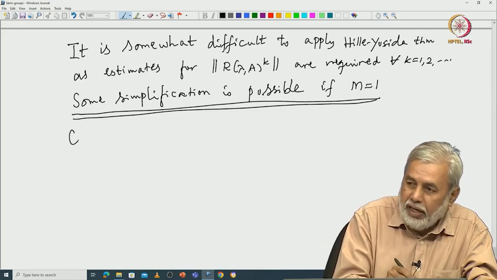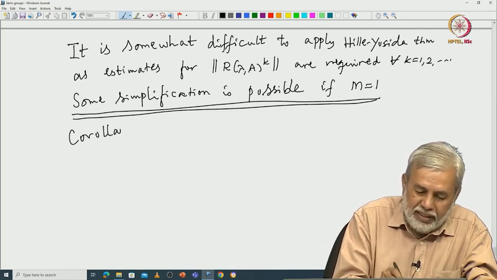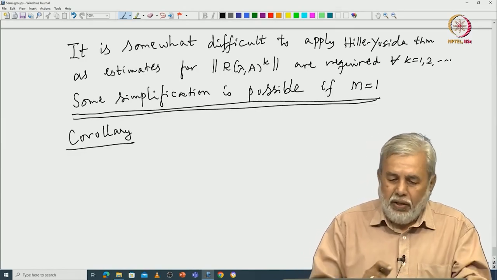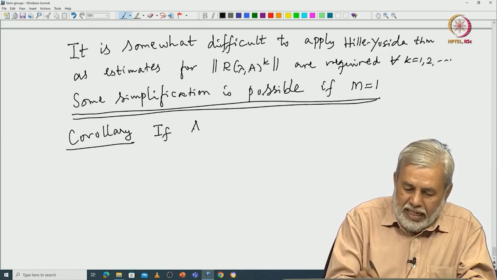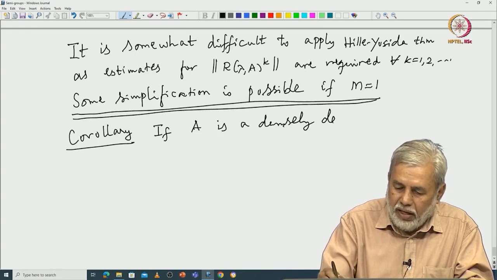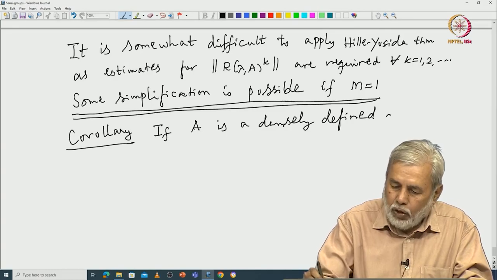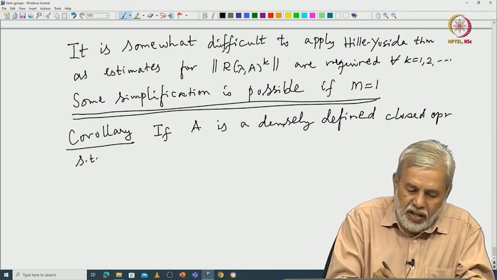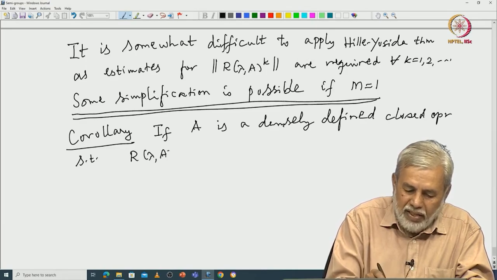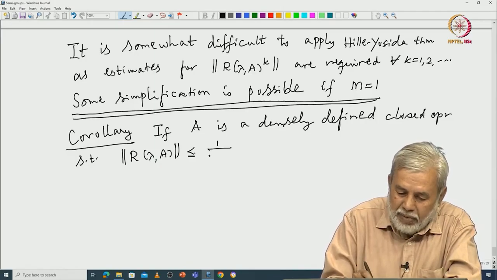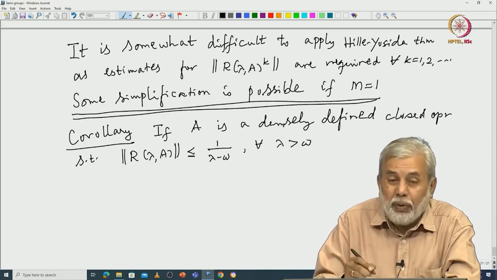Okay. So, let me start with this corollary, that is very interesting. If you look at the conditions in the Hille-Yosida theorem, they are really complicated. Okay. So, if A is a densely defined closed operator in a Banach space, of course, such that the norm of R(lambda, A), no power at all, okay, is less than 1 by lambda minus omega for all lambda bigger than omega. So, m is 1, okay.